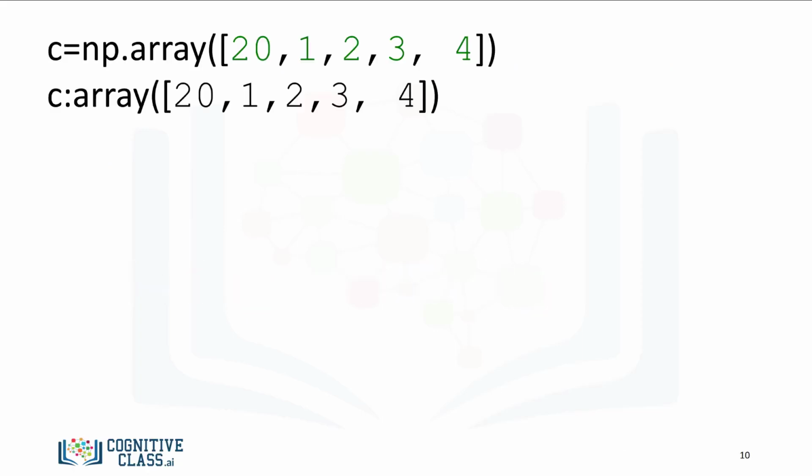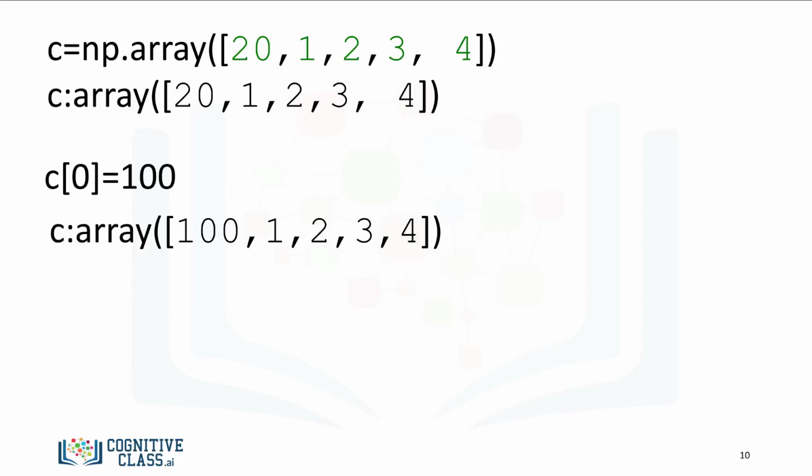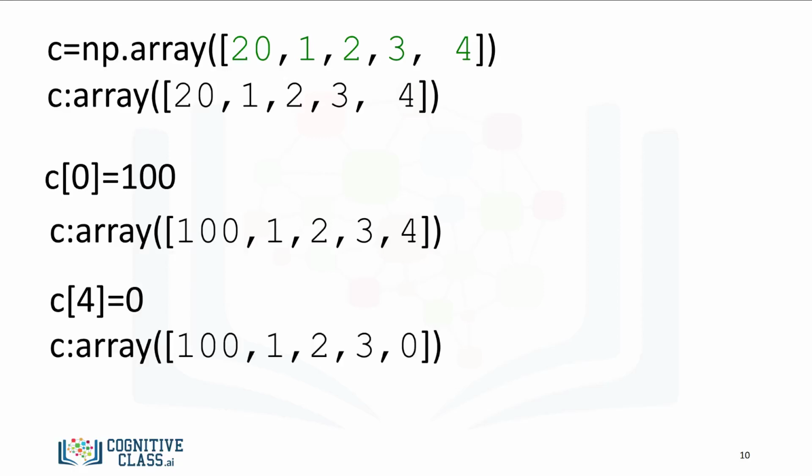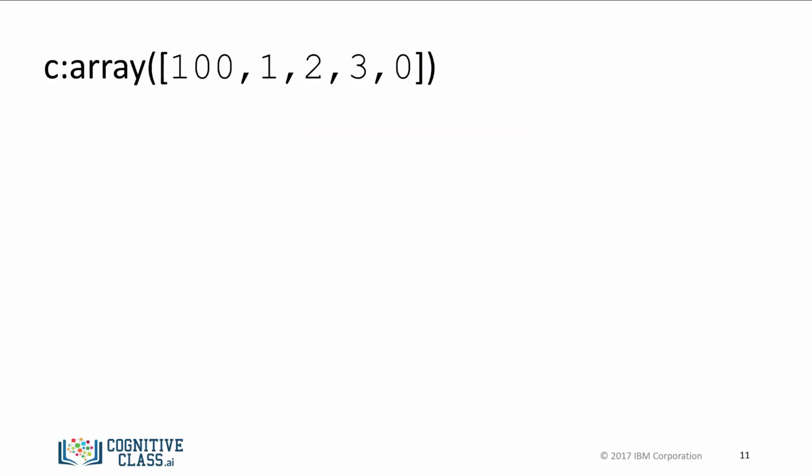Let's review some indexing and slicing methods. We can change the first element of the array to 100 as follows. The array's first value is now 100. We can change the fifth element of the array as follows. The fifth element is now 0. Like lists and tuples, we can slice a Numpy array. The elements of the array correspond to the following index.